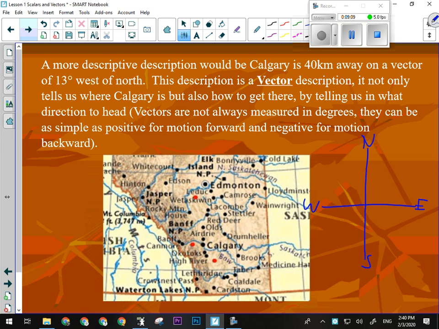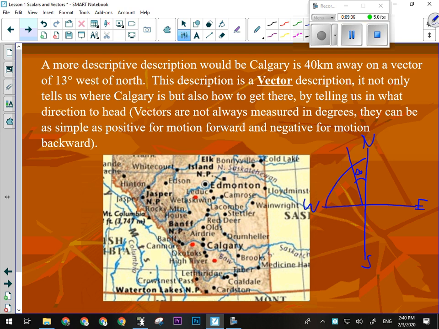Northwest is like this whole sector. It's not nearly as accurate as saying 13 degrees west of north. That's a specific direction, and I need to be that specific. If I'm flying a plane, it's kind of important to follow that vector, or I'll miss the runway. Not bad. We'll kind of follow on that.